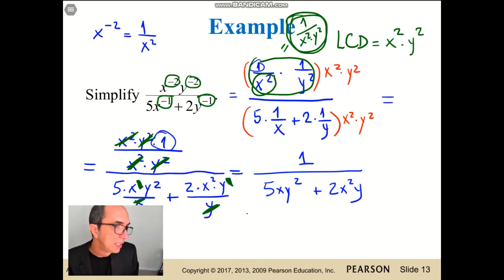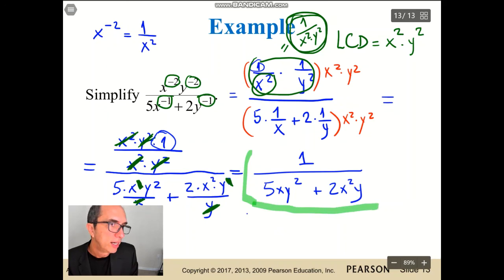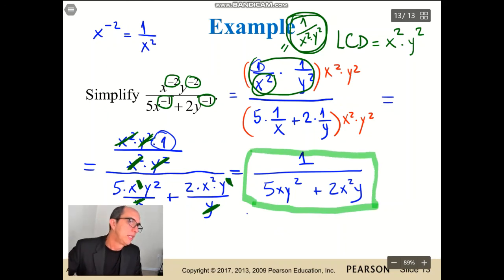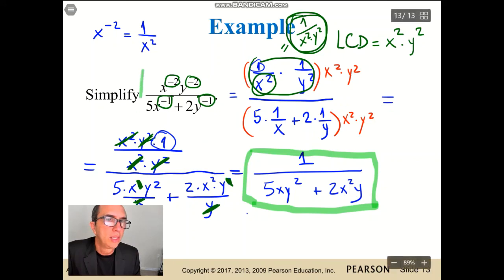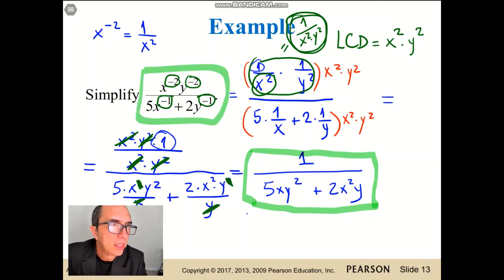Always think just a little bit to see if you can simplify more, if there is anything else that you can factor out and simplify from this last rational expression resulting from your work. And if there's nothing else that you can factor out to be able to simplify, then that's the final answer. That's the end of section 6.3. Thank you for watching.